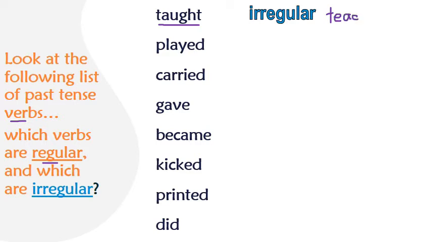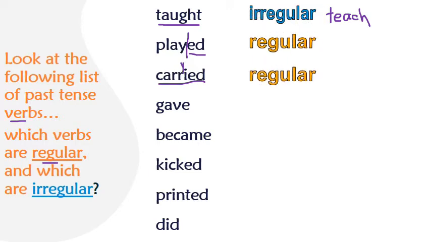As you can see, most of the letters have changed. Second one, I have played. The base or the root form is play, and then I added ed. This is the regular form. Carried, carried. So it was carry with y, and then I added ed. So this is also regular.